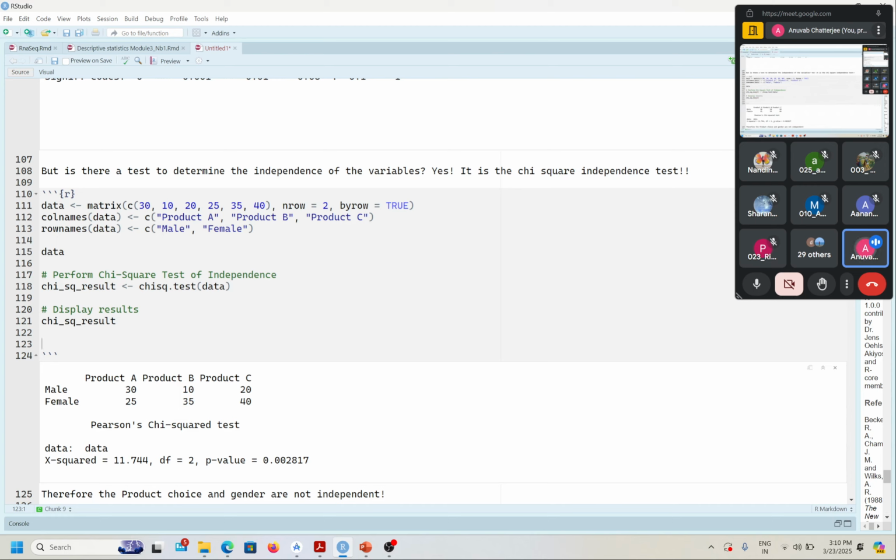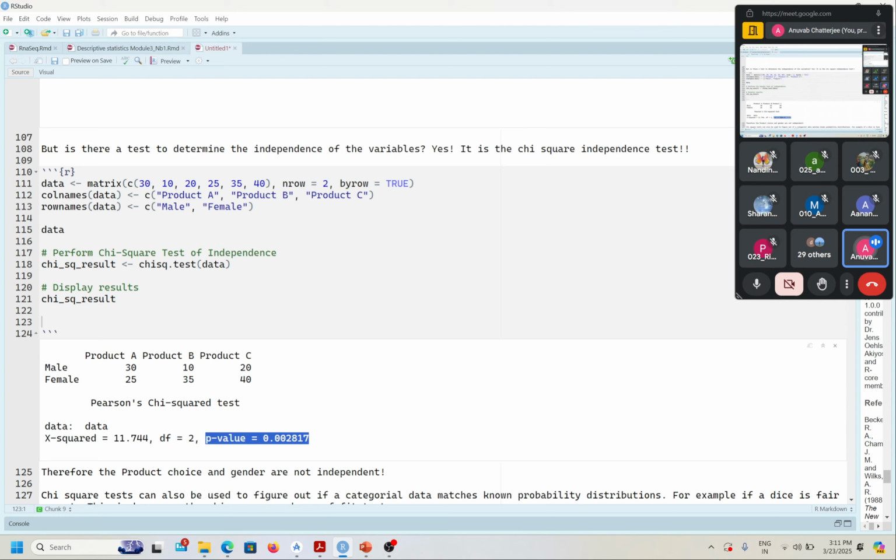So here we see that the p-value is very significant, which tells us that the product choice and gender are not independent. In this case, the null hypothesis is that the categorical variable and the continuous variable are independent of each other. And here we figure out, no, they are not independent. They are actually pretty dependent because the p-value is significant. So our chi-square independence test shows us that they are not independent of each other.